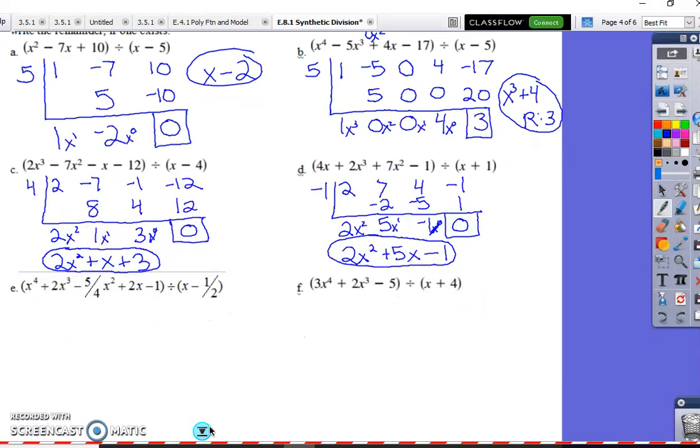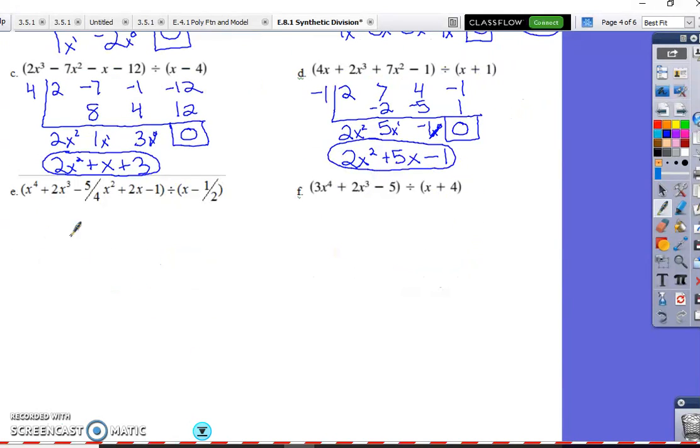Okay, finishing this up. We've got letter E and letter F here that you can see. So we've got some fractions to deal with here. That's okay. These are the ones where technically we were dividing possibly by, in this case, a 2x minus 1 and how you do it. But you can divide with fractions. We're going to show you that here. So I'm going to set up my L chart, get my coefficients in first.